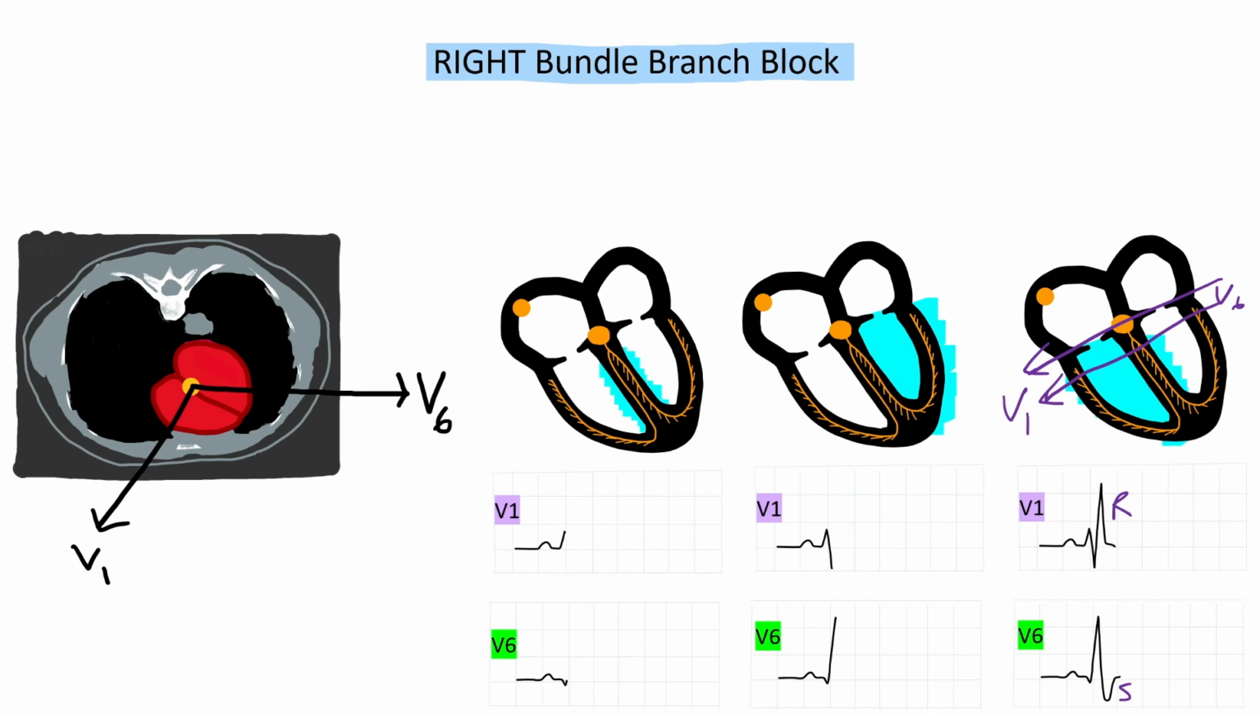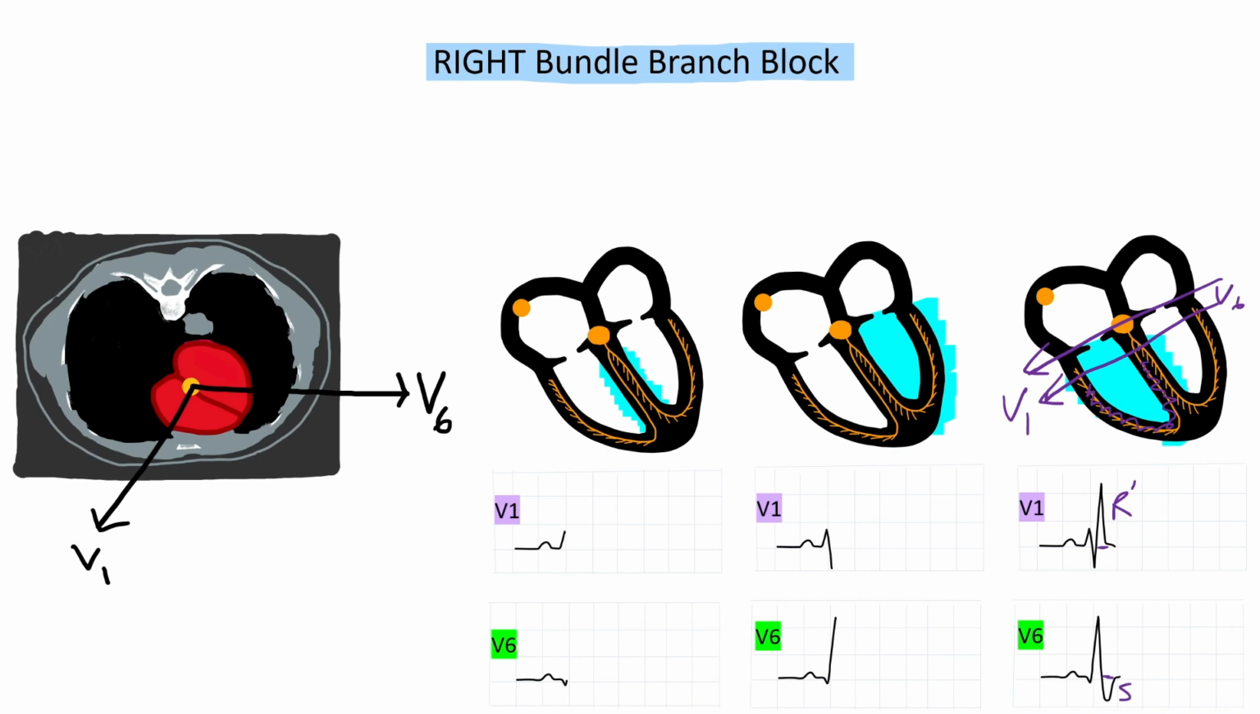Now something important to note is the width. If you have a look at the width of this R wave in V1, it's quite wide. Same as this S wave in V6. And the reason why is this terminal component is very slow. It's all happening through muscle to muscle conduction, because remember this right bundle branch was blocked. So therefore you get a slurred S wave and you get a wide R prime wave in V1.